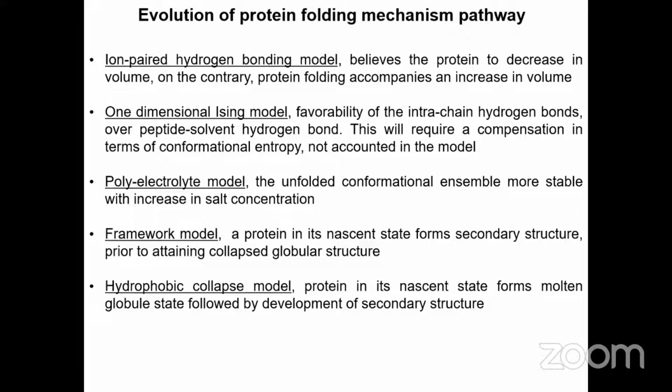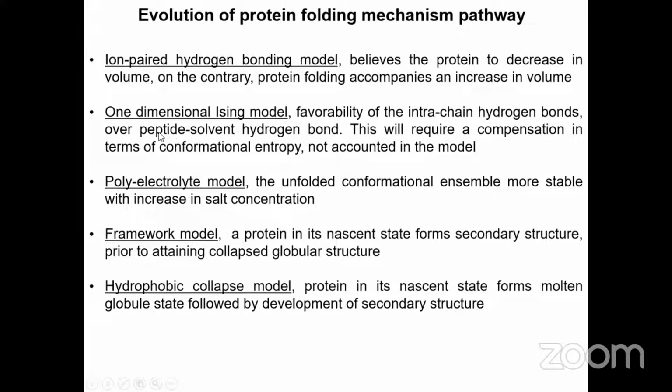Now, the evolution of the protein folding mechanism and pathway actually varied with time. Initially, there were preliminary concepts like the ion-paired hydrogen bonding model, which happens due to hydrogen bonding-like interactions between the polar moieties of the protein, but the explanation behind that was that it would happen by a decrease in volume. But on the contrary, protein folding increases in volume.